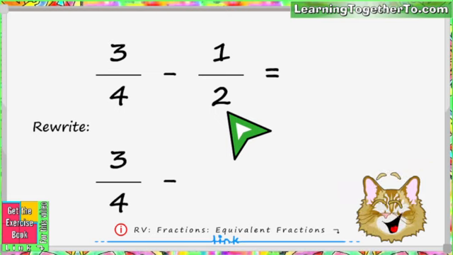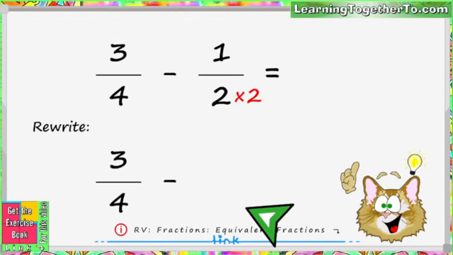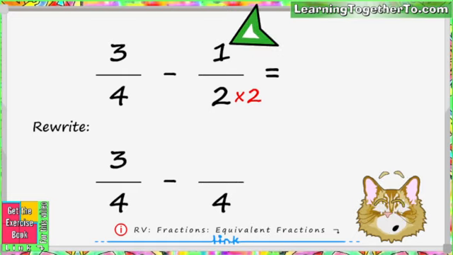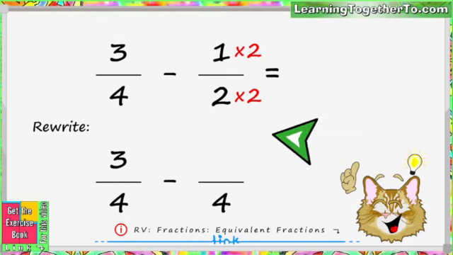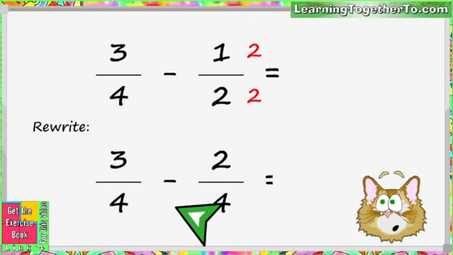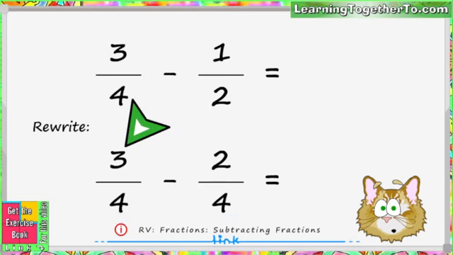2. Nice job, Frank. 2 times 2 is equal to 4. Very good, Frank. Remember, Frank, whatever we multiply the denominator by, we must also multiply the numerator by. If we multiplied the denominator by 2, we must also multiply the numerator by 2. 1 times 2 is equal to 2. Excellent, Frank. Now that our denominators are the same, we can subtract the numerators.